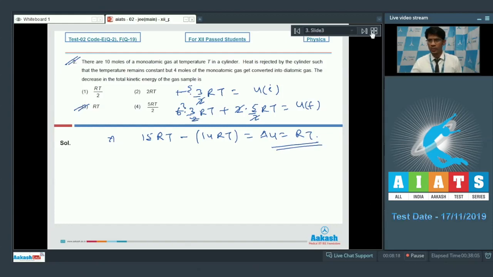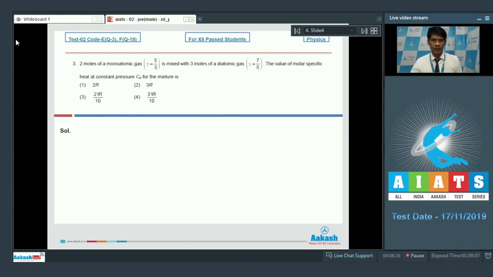Now let's proceed to question number 3. In question number 3, 2 moles of monatomic gas, gamma being 5 by 3, is mixed with 3 moles of diatomic gas, gamma being 7 by 5. The value of molar specific heat at constant pressure for the mixture is.